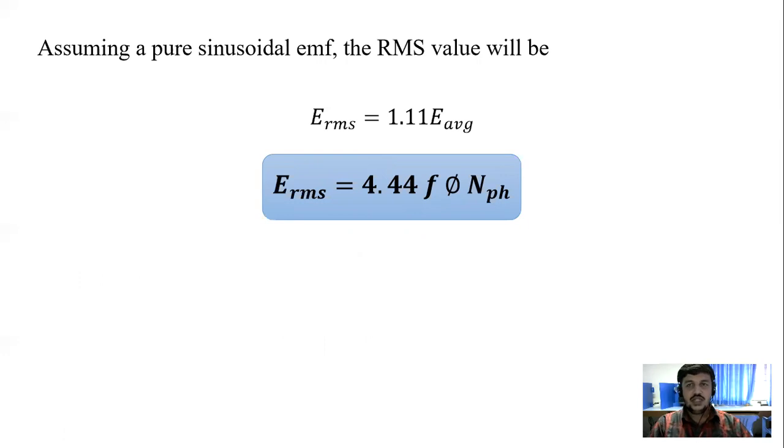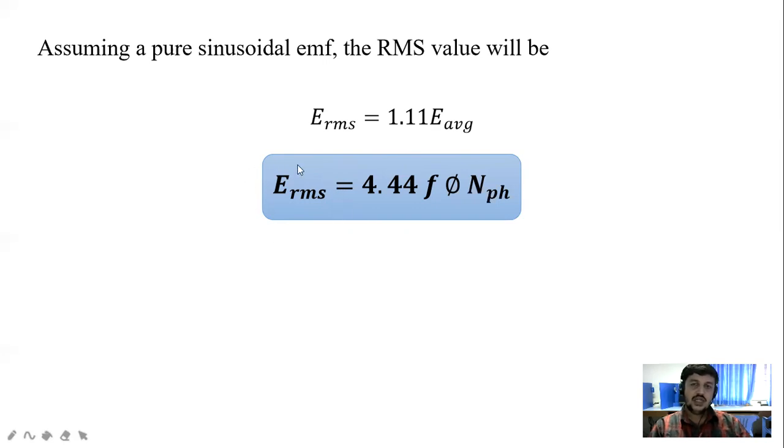Then the relation between RMS value and average value is E RMS equals 1.11 into E average, where this 1.11 is generally the form factor for a sinusoidal EMF wave. We define the form factor as the ratio of RMS value to average value. So E RMS divided by E average is the form factor, and that comes to be 1.11 for a sinusoidal EMF wave.